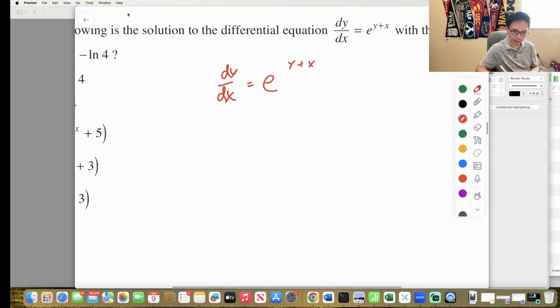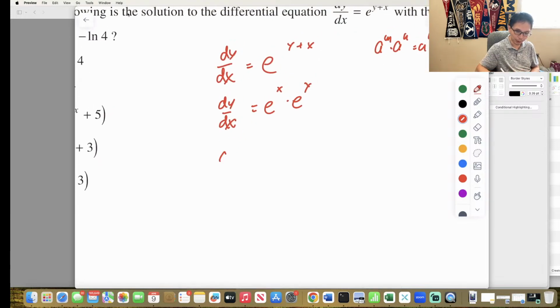The first difficult part is dy dx is equal to e to the x times e to the y, because a to the m times a to the n equal to a to the m plus n. Do you guys know this? This is just basic exponent rules.